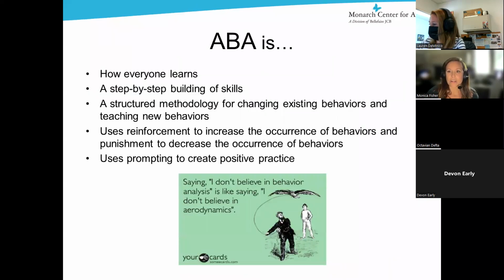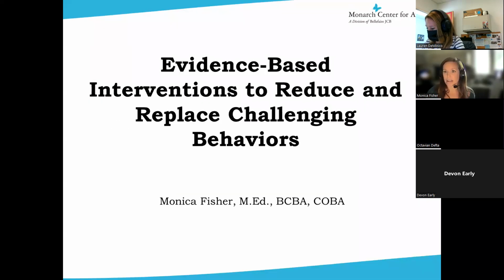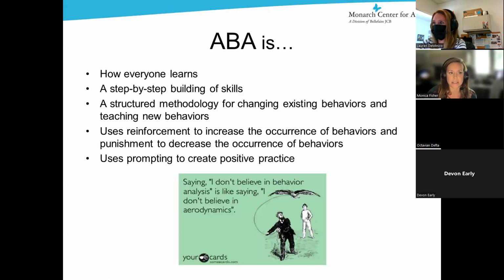Okay. So this presentation is going to focus on evidence-based interventions to reduce and replace challenging behavior. We're going to talk about a lot of different terminology of what ABA is, different procedures that we can use within ABA, and kind of explaining some of the different topics from applied behavior analysis.